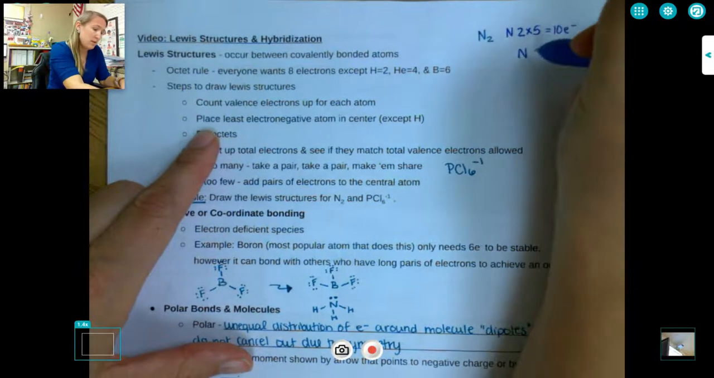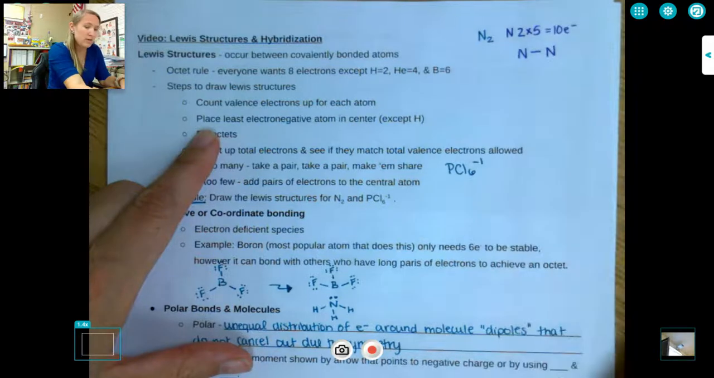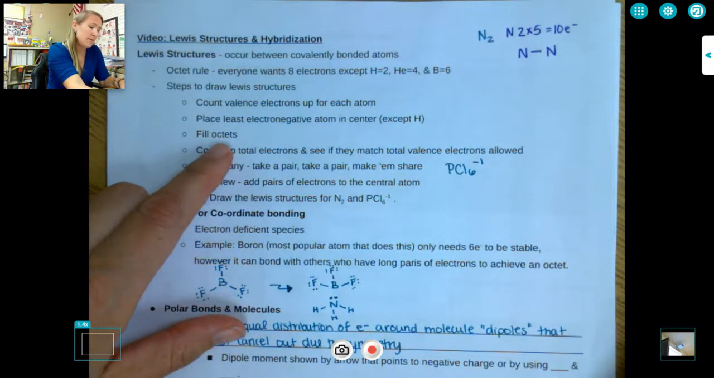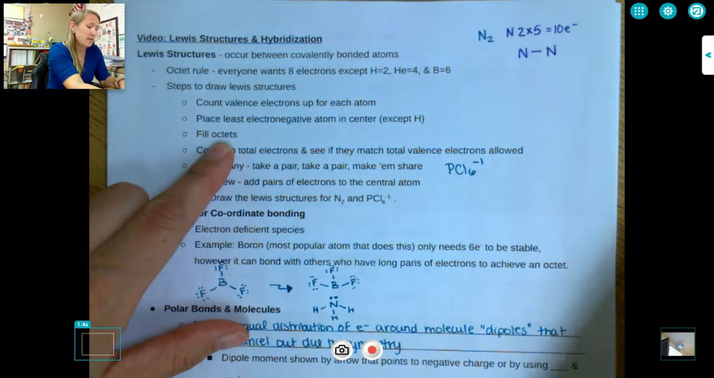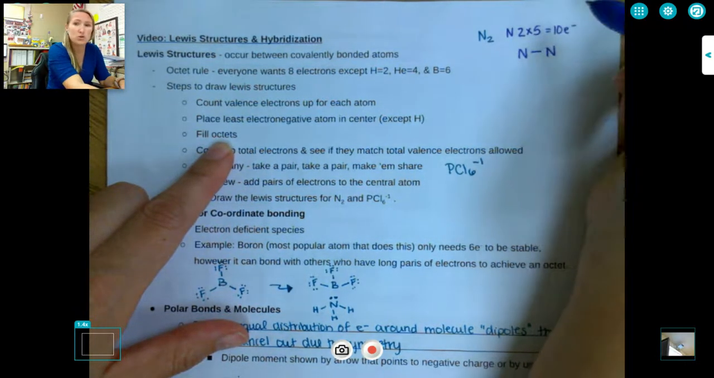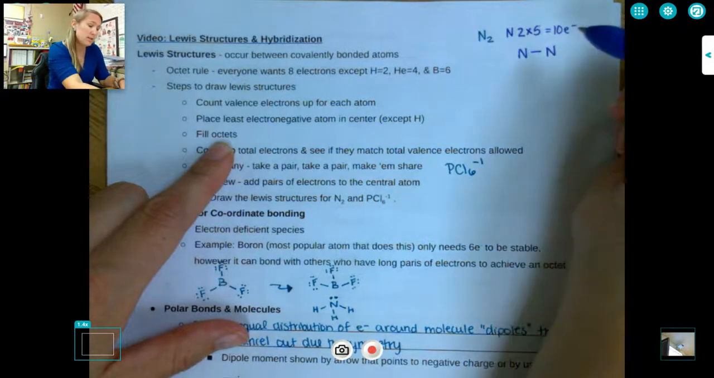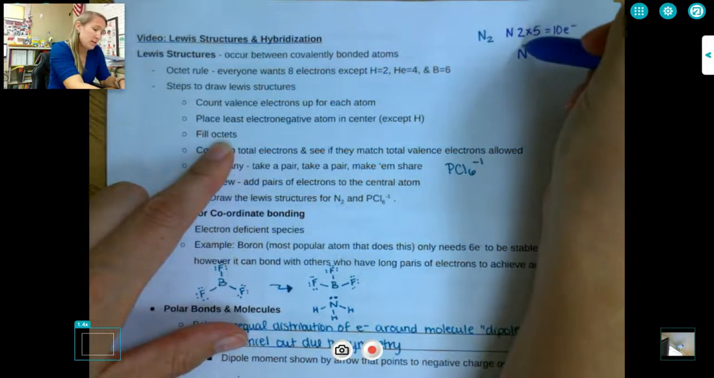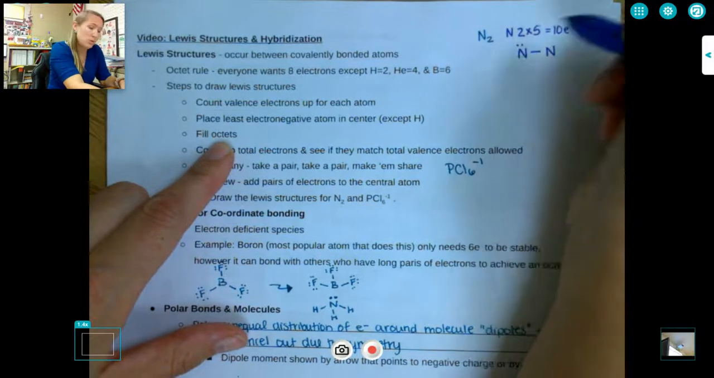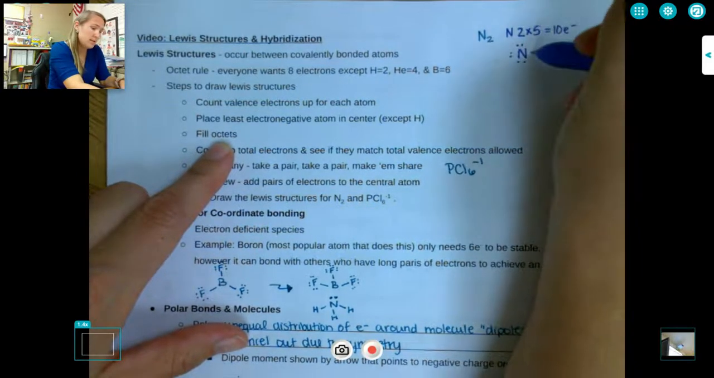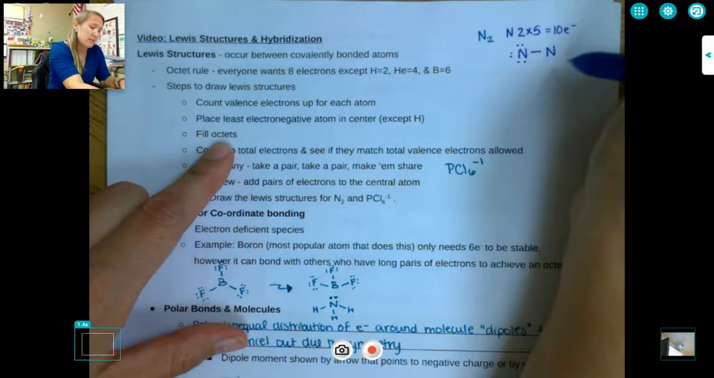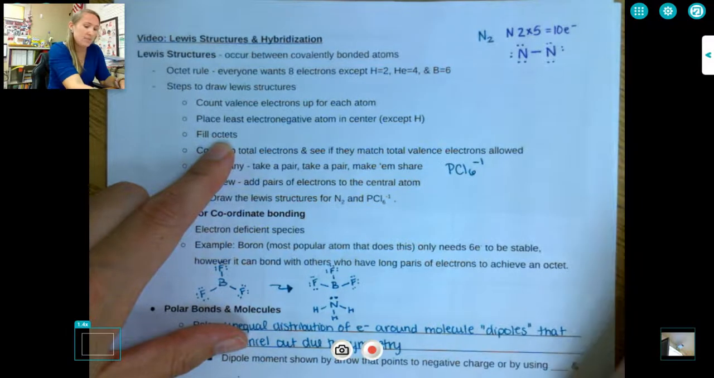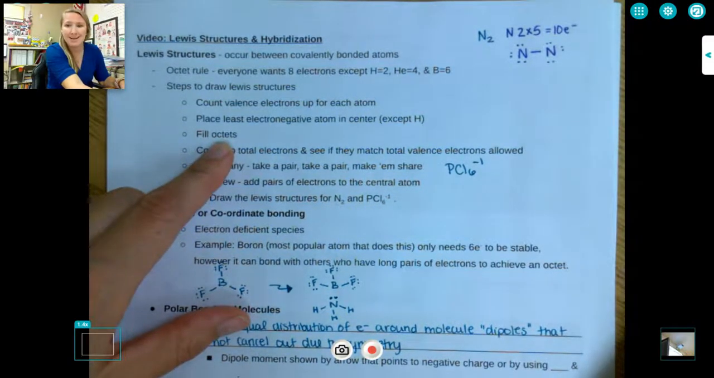So I'm going to put my nitrogen next to my other nitrogen, and I start with just putting a single bond between them. And then I'm going to go ahead and fill everybody's octets. Remember, this bond counts for 2 electrons that are being shared back and forth, and they want to have a total of 8. So I add 2, 4, 6. Plus these 2 shared makes 8. Same thing for the other side. I've got 2 here, 4, 6, and 8. So everybody has their octets filled.